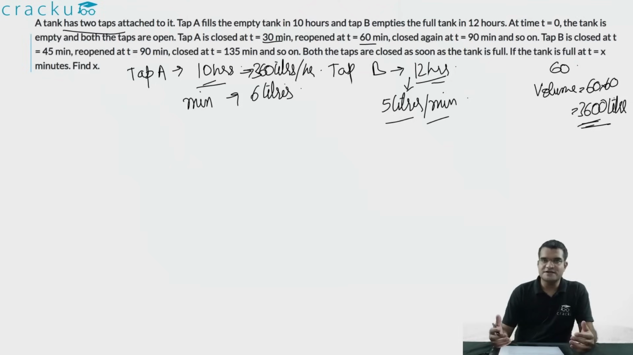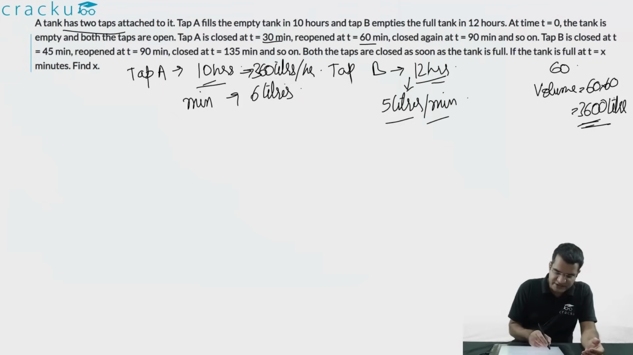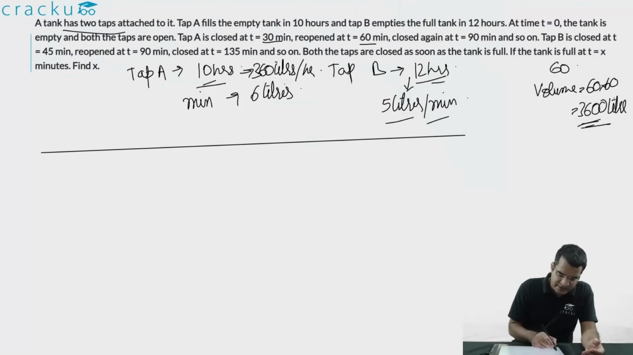Now both the taps are not open at the same time. Both the taps follow a different cycle of opening and closing. If you look at the opening and closing schedule of both the taps, let us draw a line so that it makes things easy to understand. Tap A follows a cycle of 30 minutes of opening and 30 minutes of closing.